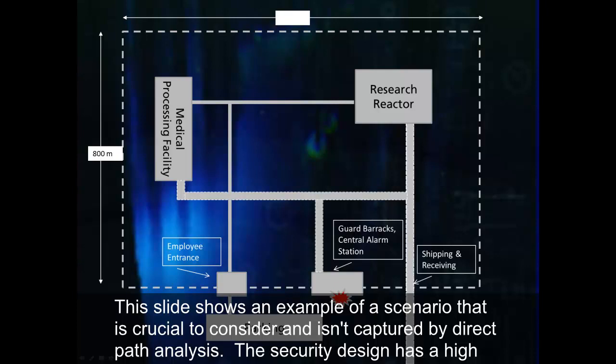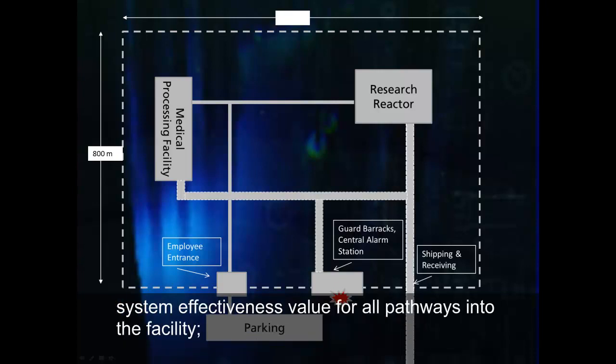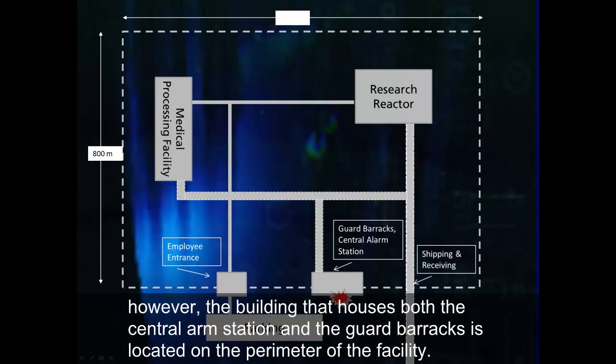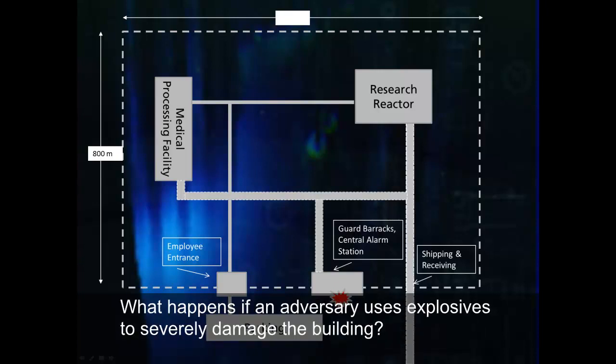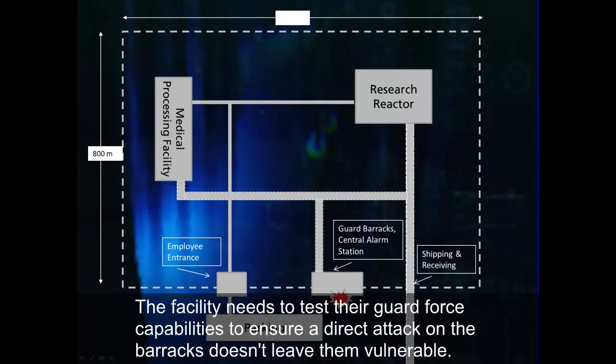This slide shows an example of a scenario that is crucial to consider and isn't captured by direct path analysis. The security design has a high system effectiveness value for all pathways into the facility. However, the building that houses both the central alarm station and the guard barracks is located on the perimeter of the facility. What happens if an adversary uses explosives to severely damage the building? The facility needs to test their guard force capabilities to ensure a direct attack on the barracks doesn't leave them vulnerable.